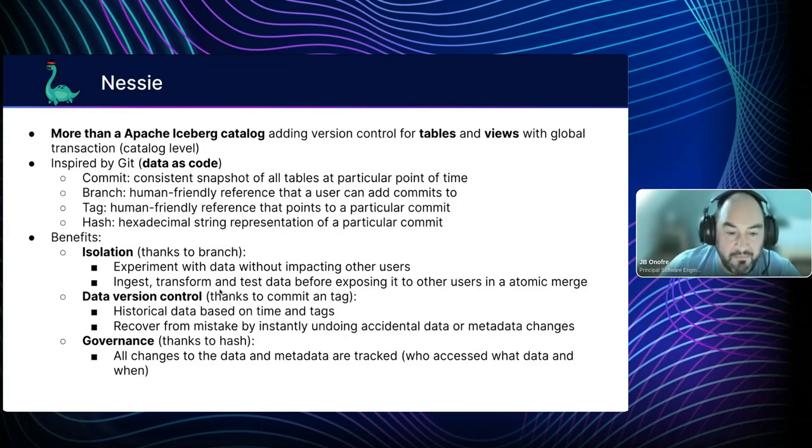You also have data version control thanks to the commit and tag. So you have historical data based on time and tag. So it means that you can see everything that happened to your branch and decide to go back to this time or back to this time. So it's super interesting when you have to recover from a mistake. For instance, if you change the data when you should not have, then you can go back to the previous tag or point in time.